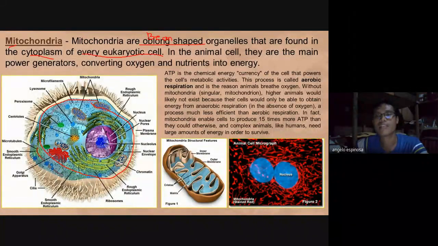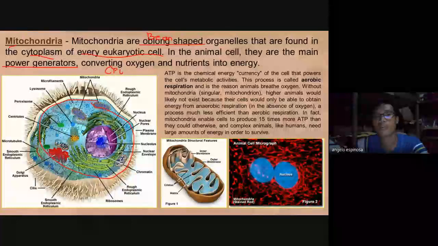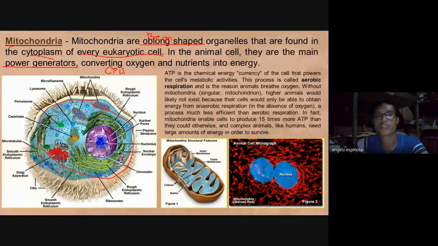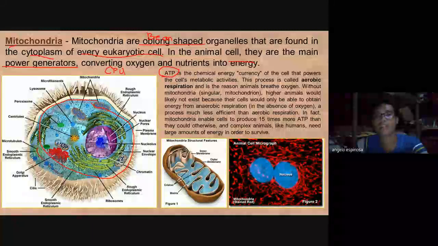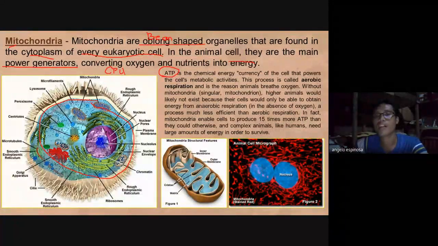In the animal cell, they are the main power generators. Kung sa computer yan, siya yung CPU, the motherboard. Converting oxygen and nutrients into energy, or converting into a chemical compound known as ATP, adenosine triphosphate. It's the chemical energy currency of the cell that powers the cell's metabolic activity.